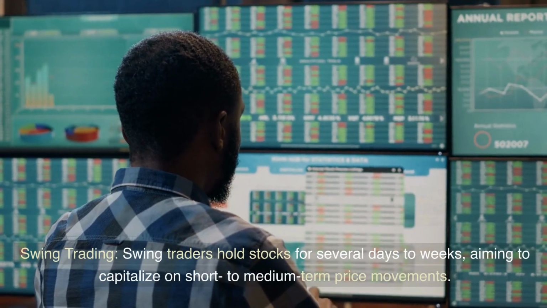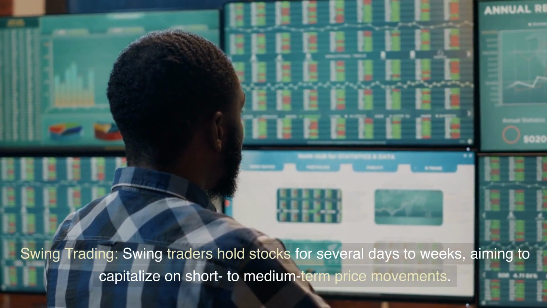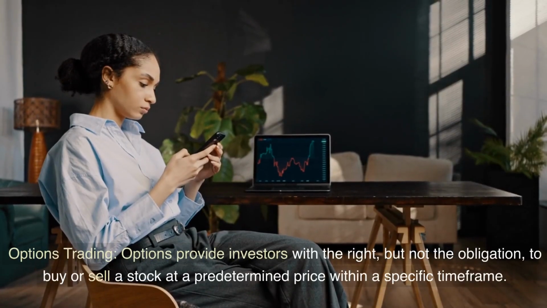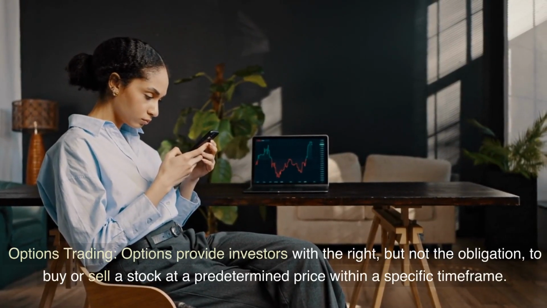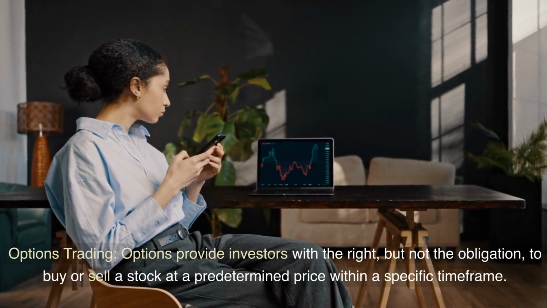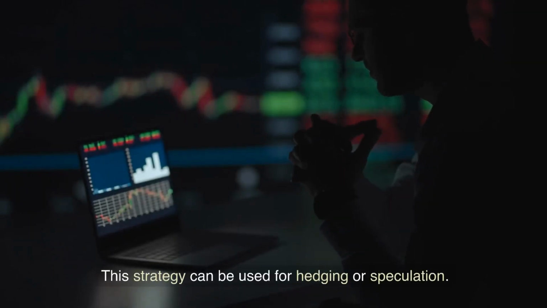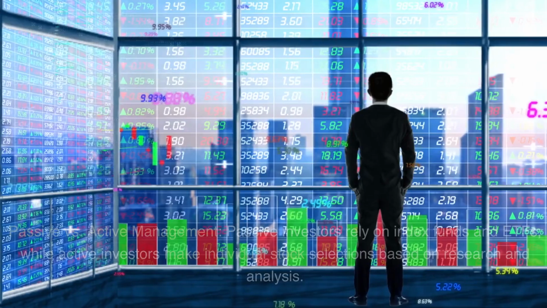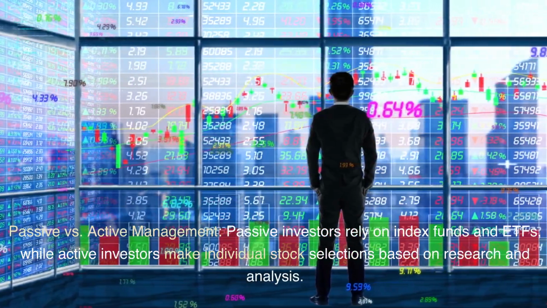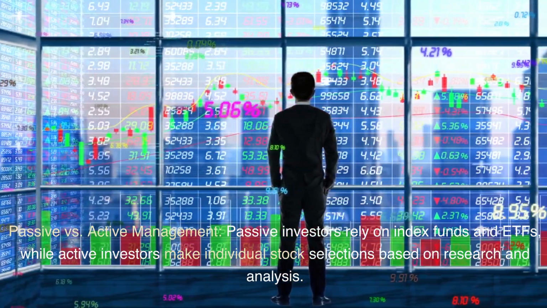Swing trading. Swing traders hold stocks for several days to weeks, aiming to capitalize on short to medium-term price movements. Options trading. Options provide investors with the right, but not the obligation, to buy or sell a stock at a predetermined price within a specific time frame. This strategy can be used for hedging or speculation. Passive versus active management. Passive investors rely on index funds and ETFs, while active investors make individual stock selections based on research and analysis.